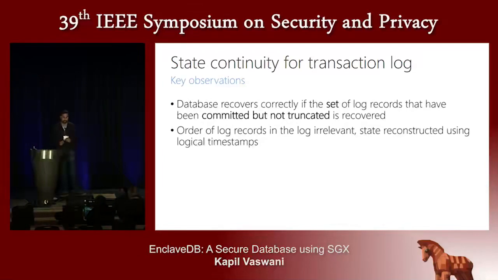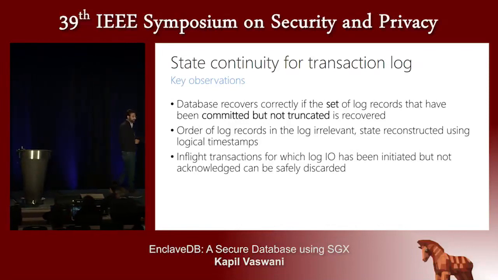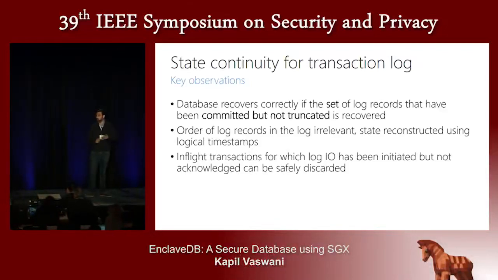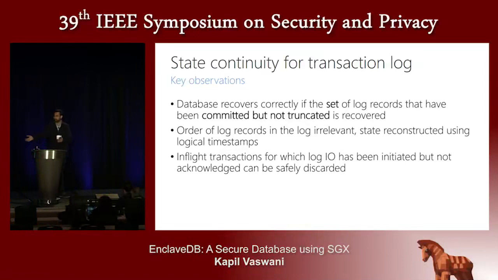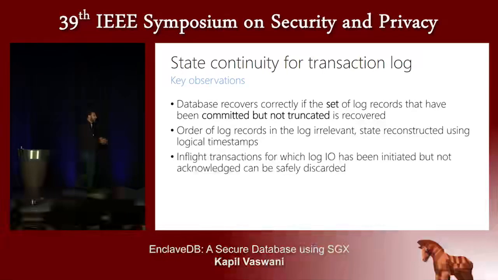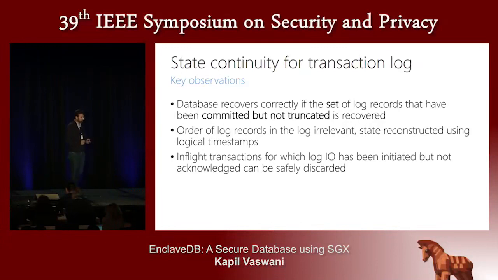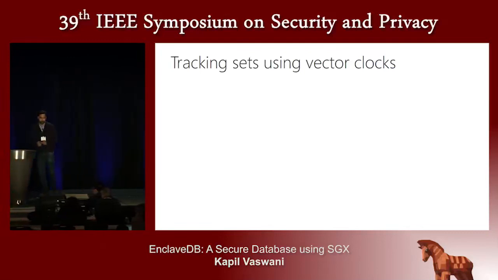And the second observation is that any transactions that are in flight when a failure occurred, for example, transactions for which log IO has been initiated, but the host hasn't acknowledged that the transactions have been written to disk, it's OK to discard those transactions from the log, because we haven't notified the users that these transactions have committed anyway. So based on these key observations, we have a new protocol that ensures the integrity of the log. And this is based on tracking sets of log records using vector clocks.